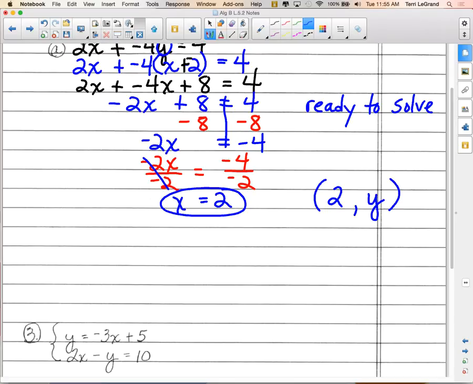Suggestion how we can make our life pretty easy to get y. Which equation do we use? Do you want to use 2x minus 4y equals 4 and substitute your 2 in for x and then solve for y? Or do you want to use the y equals x minus 2, substitute in for x and do one little tiny step, right? So I'm thinking that would be the route to go.